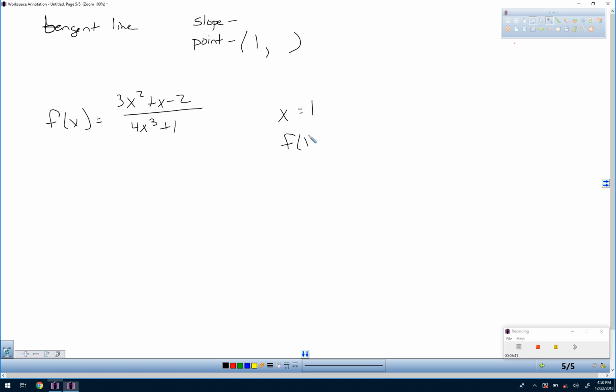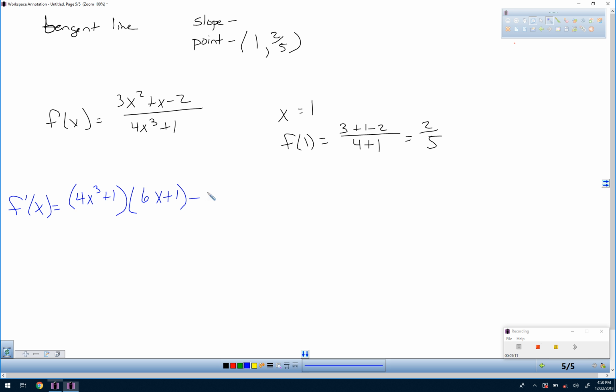So if I plug in f of 1, I should get 3 plus 1 minus 2 over 4 plus 1, so 3 plus 1 is 4, 4 minus 2 is 2, over 5. So then that y value is 2/5. So there's my point. Now to find my slope, I need to find the derivative. So let's take the derivative of my function. My derivative would be low, so 4x cubed plus 1, d high, which would be 6x plus 1, minus high, d low, which would be 12x squared, all over low squared.